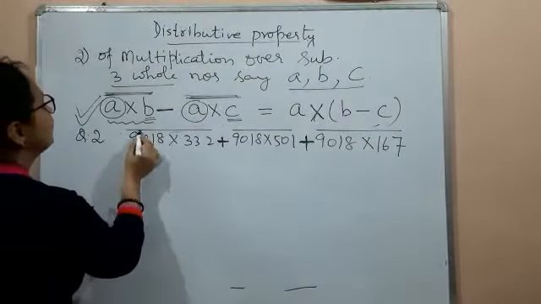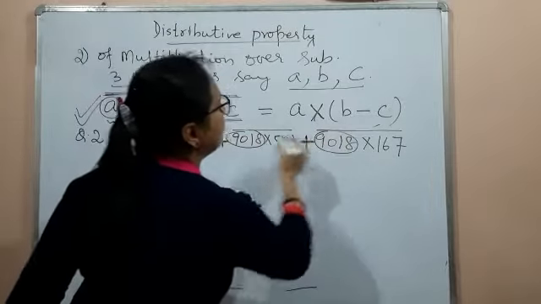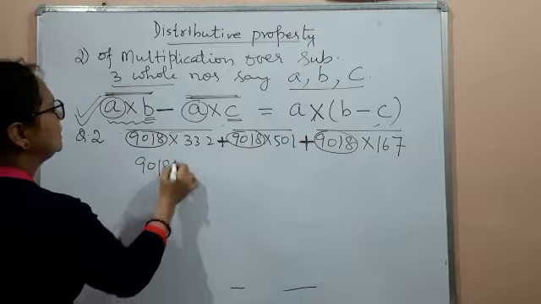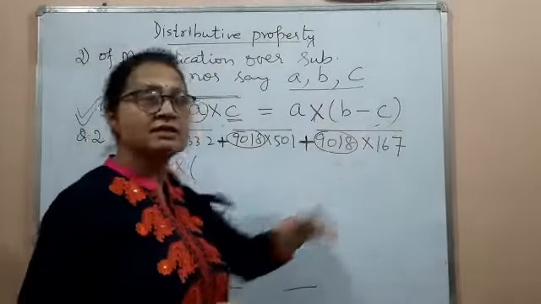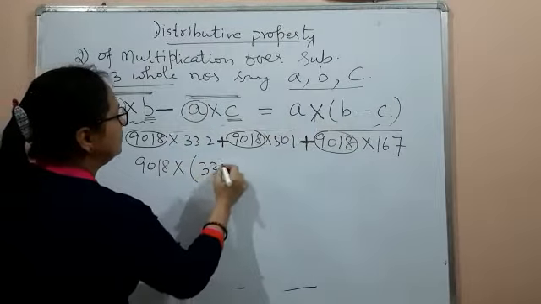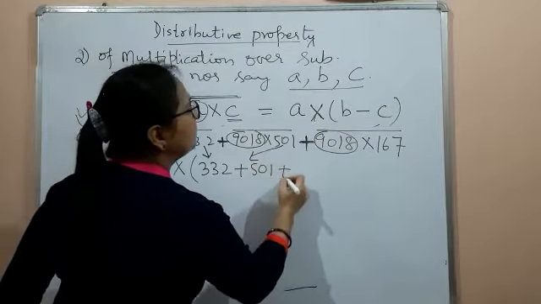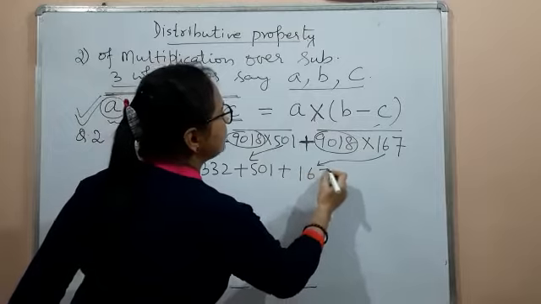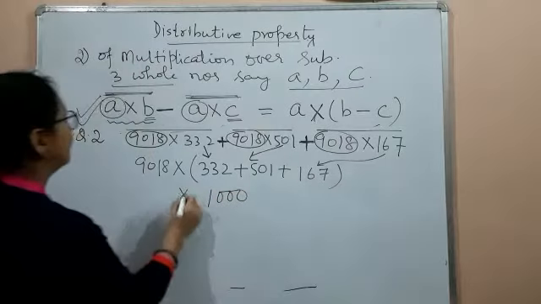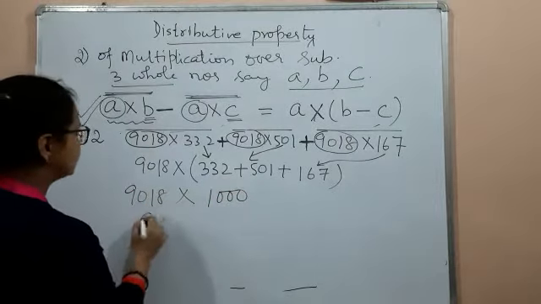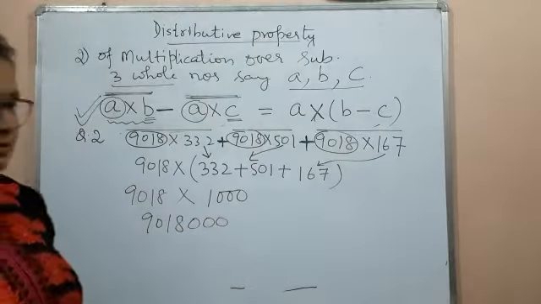But we can see what is common in all of them. 9018 is common in all of them. So 9018 will be taken, and instead of multiplying it with this first, then this, I will multiply it with 332 plus 501 plus 167, and if I see, we are going to get 1000 from here, multiplied by 9018. The answer is obviously 9018 and 3 zeros, 9,018,000. So this becomes the answer.